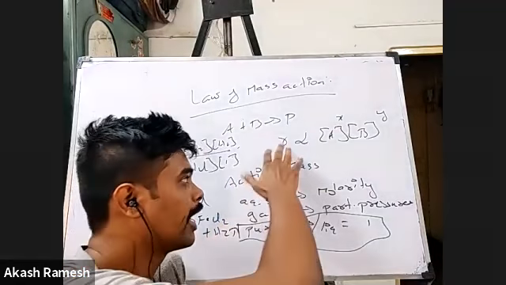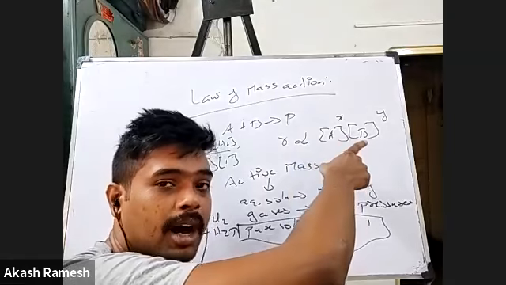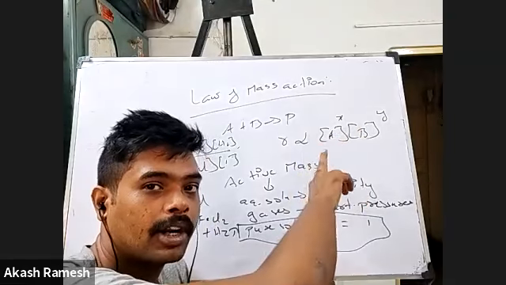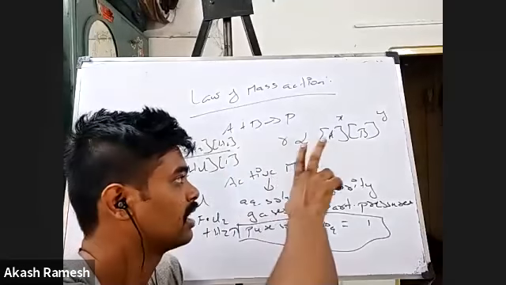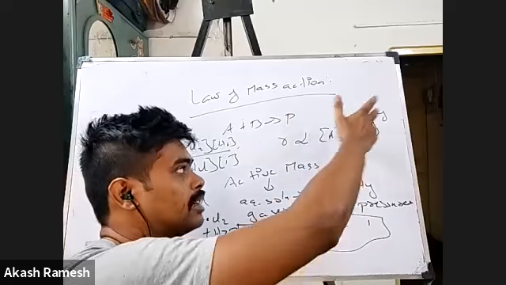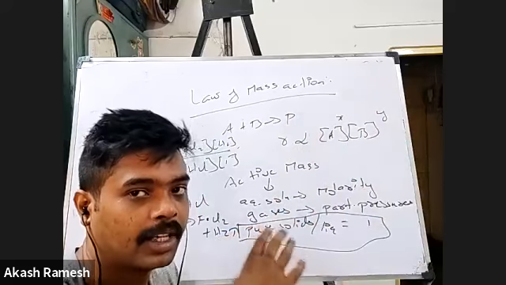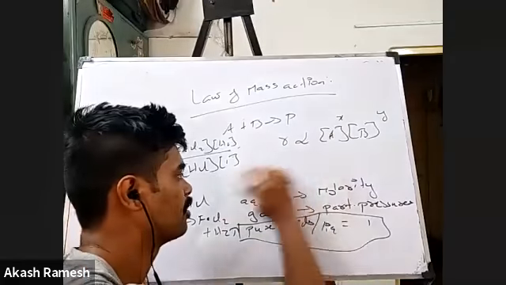So it says that the rate of the chemical reaction is directly proportional to the product of active masses of reactants. So I'm taking the product of concentrations of reactants. There are two reactants here, right? And they say the product of active masses of reactants is raised to some powers. The powers are X and Y. We'll speak about it later. Wait for it.